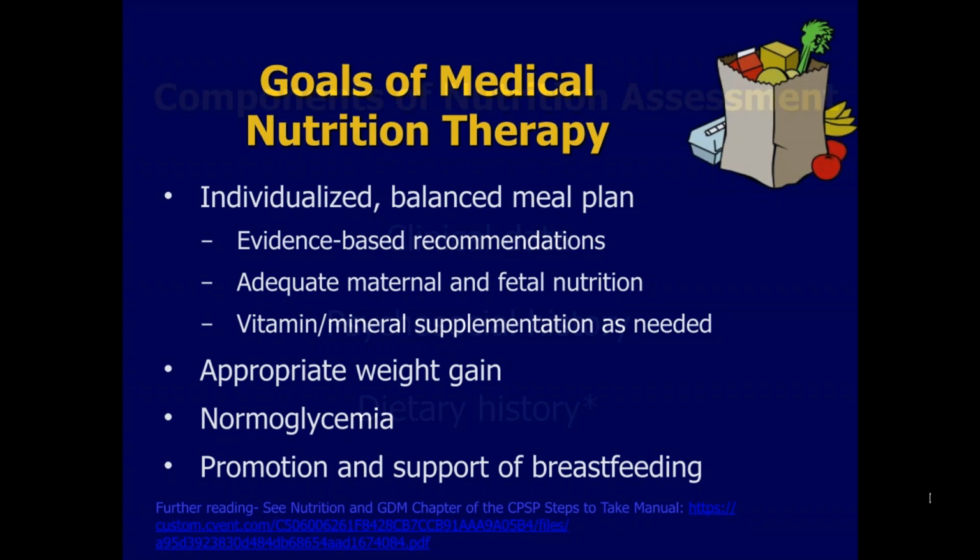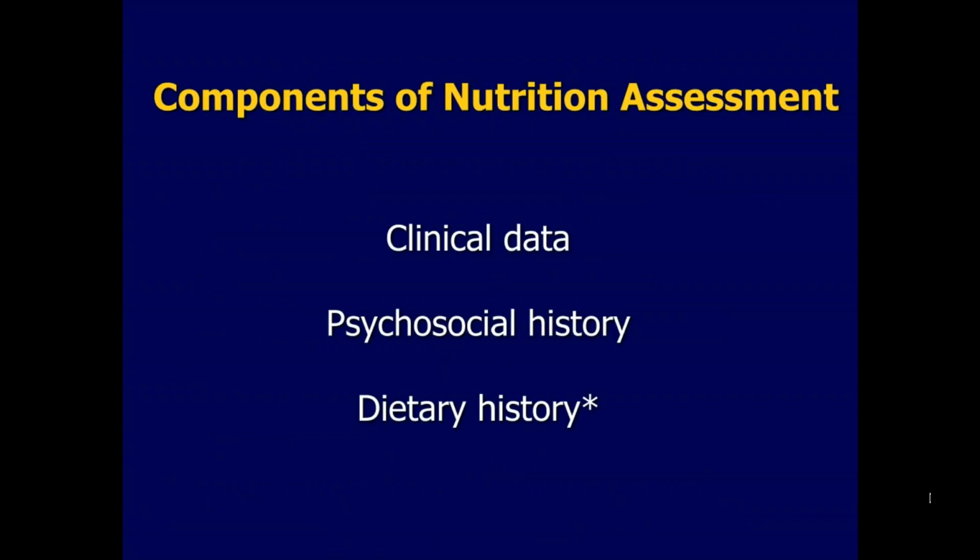Now, what are the components of nutrition assessment? So there are three components, as you see on the slide: clinical data, psychosocial history, and dietary history. Clinical data includes the labs and the weight and height, and significant medical conditions that you want to know of which can interfere with the pregnancy. Also psychosocial history, any history of depression or any psychosocial issue that might affect pregnancy outcome.